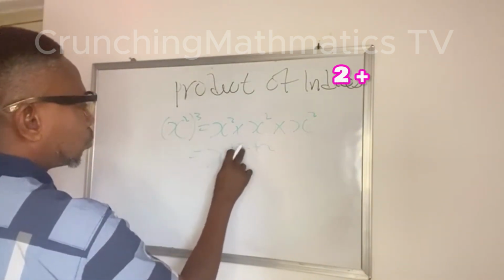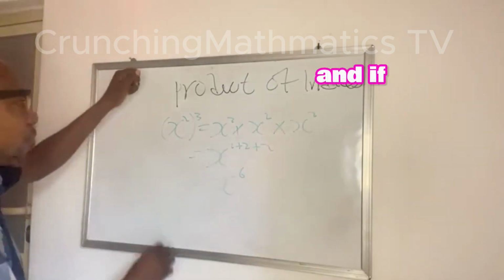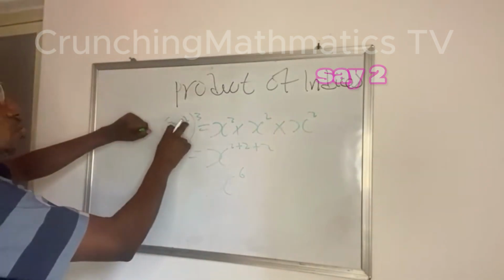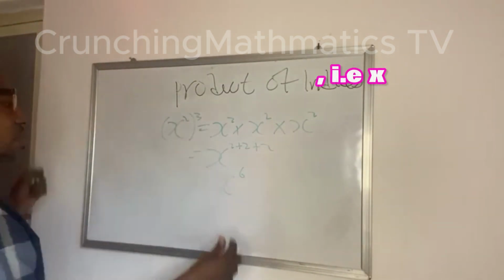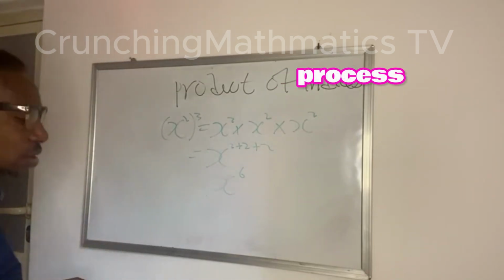2 plus 2 is 4, 4 plus 2 is 6, gives us x^6. And if we have to do it the simple way, we can just say 2 times 3, 6, x^6 will give us the same answer. But I just needed us to go through the normal process.